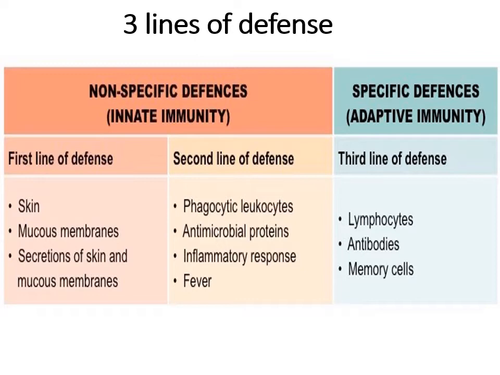The second line of defense consists of a few cells, so phagocytic leukocytes. Leukocytes is just a term for white blood cells. And there's some white blood cells, in particular macrophages, that are phagocytic, meaning they have the ability to surround a foreign protein or a foreign bacteria or virus, surround it, engulf it, and bring it into the macrophage, and destroy it. Okay, so there's some cells in the innate immune system that we'll talk about.